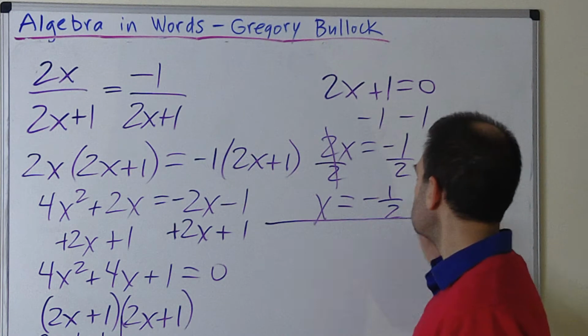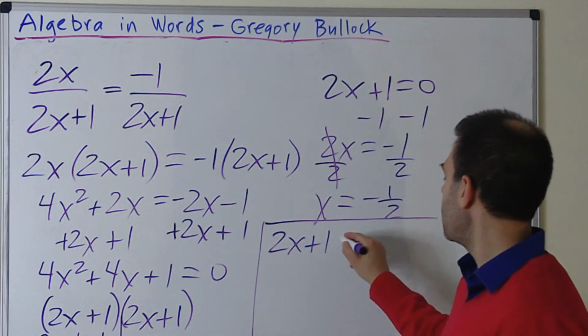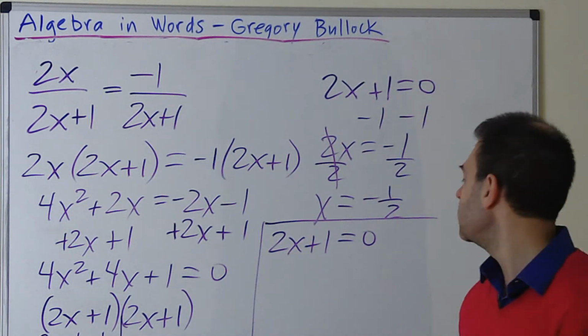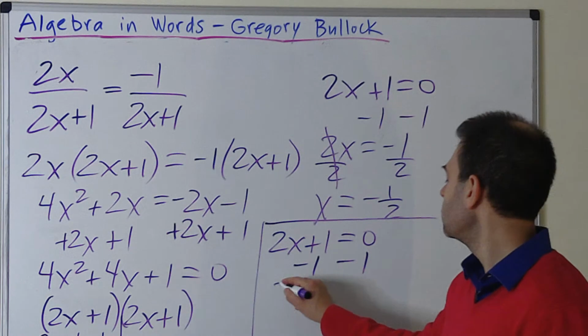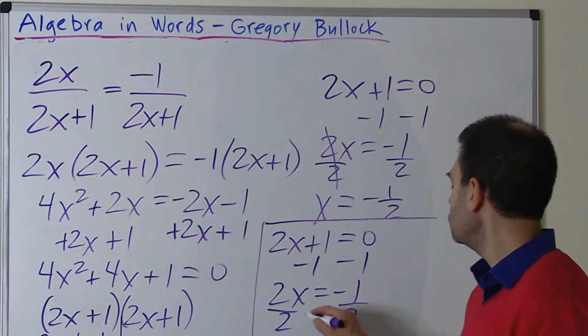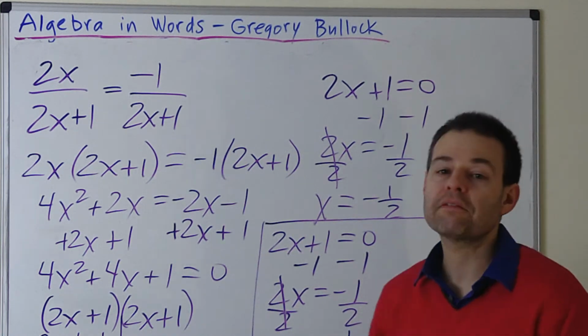So let's squeeze that in right here. 2x plus 1 equals 0. And you may see where this is going already, but bear with me. So minus 1, 2x equals negative 1. Divide both sides by coefficient 2, which cancels out. And we're left with x equals negative 1 half.